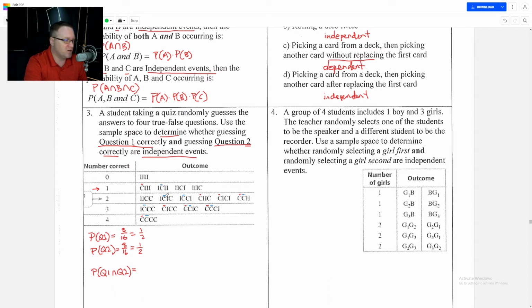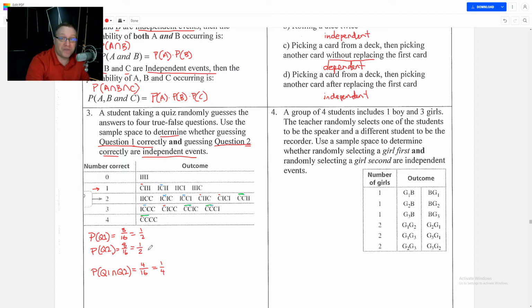So this, no, no, no, no, no, no. Yes, this one has CC, question 1 and question 2. No, no. Yes, question 1 and question 2. Yes, question 1 and question 2. And yes, question 1 and question 2. So how many are there that have that? 1, 2, 3, 4. So 4 of them out of the 16 have question 1 and 2 correct. So that's 1 over 4.